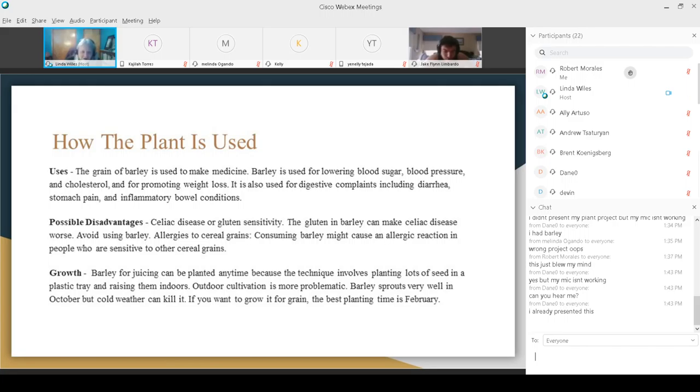The juicing technique involves planting lots of seeds in a plastic tray, raising them indoors. Outdoor cultivation can be more difficult in different climates. Barley sprouts fairly well, but cold weather outside will kill it. Again, you can grow it indoors in the trays for the grass. Growing for the grain, the best time to plant is February, so we're past that time for this year.